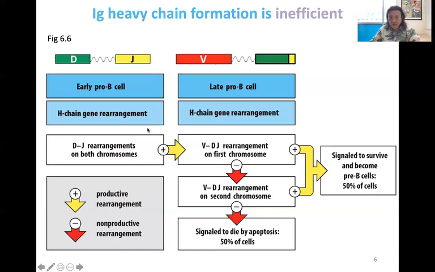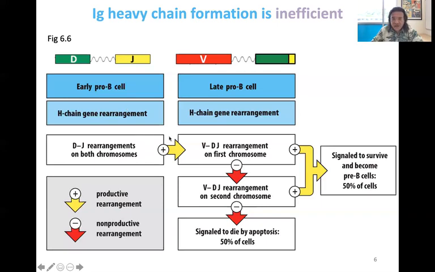So the way you look at these flow charts is that if you have a productive rearrangement, or the joining of these 2 chosen blocks, there's a plus. So it's a productive rearrangement. If it's non-productive and you screwed it up, it's a minus. Negative.